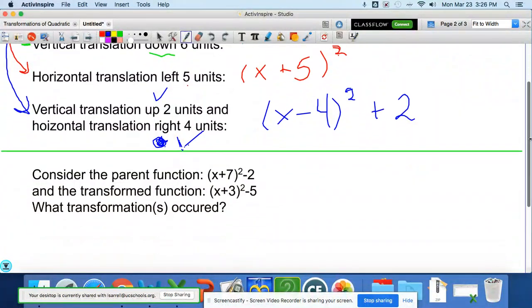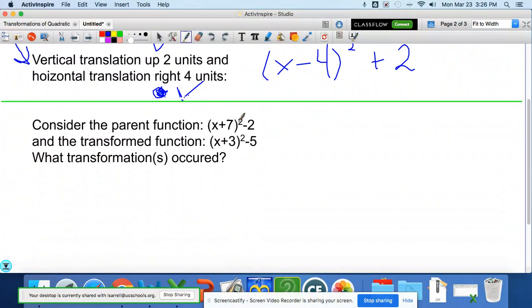The final thing we're going to talk about is what if the parent function is already a little bit complicated, and then what happens when we transform a couple of pieces in it? This is harder than the one you have on your actual work today. So, a little quick review. Let's think about where the vertex is for this thing. This is at -7, because we take the opposite, comma -2. And then our new vertex is at -3, comma -5. So you can tell it changed, and it changed in both directions.